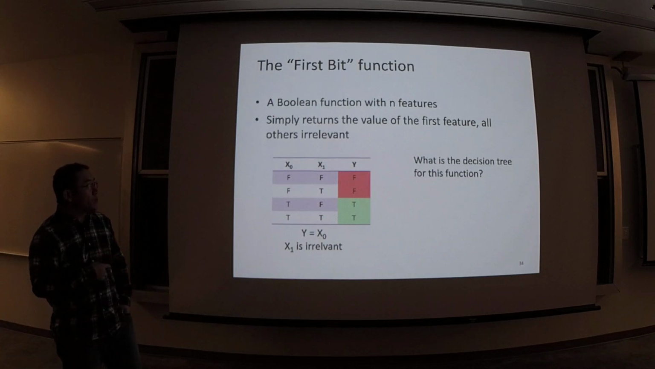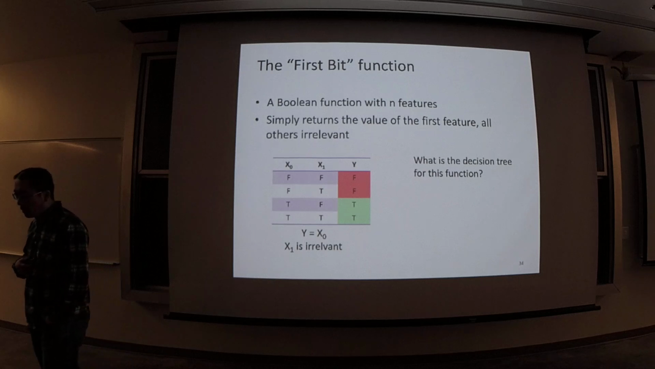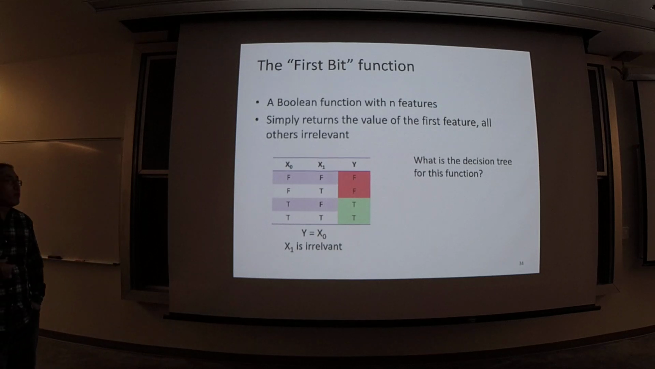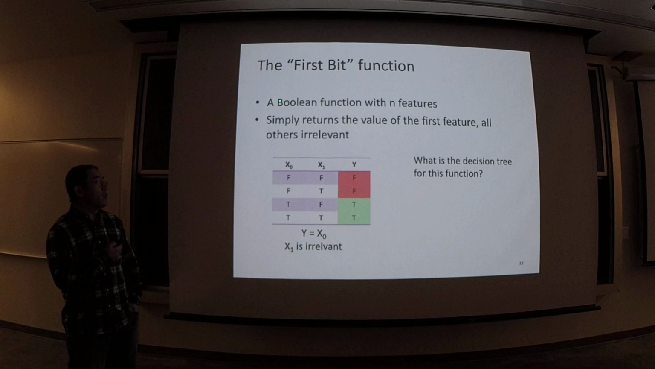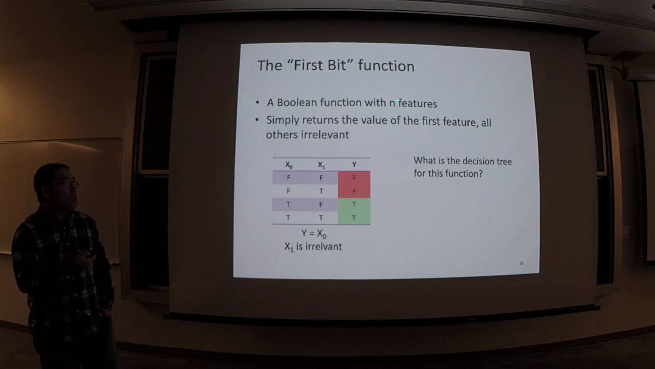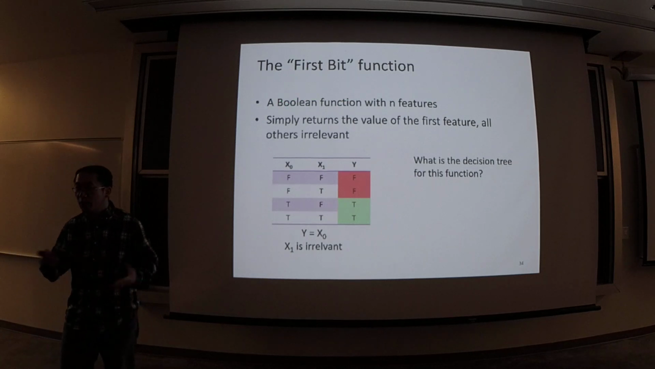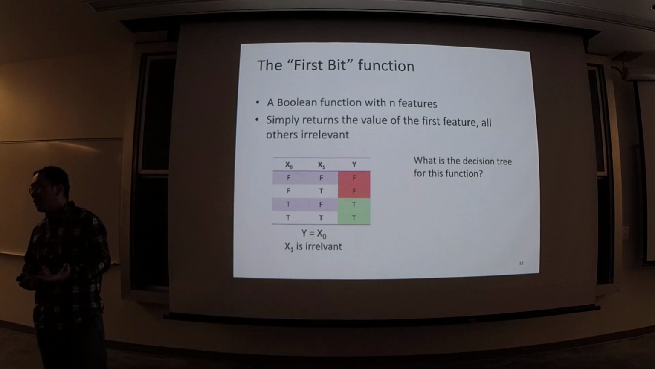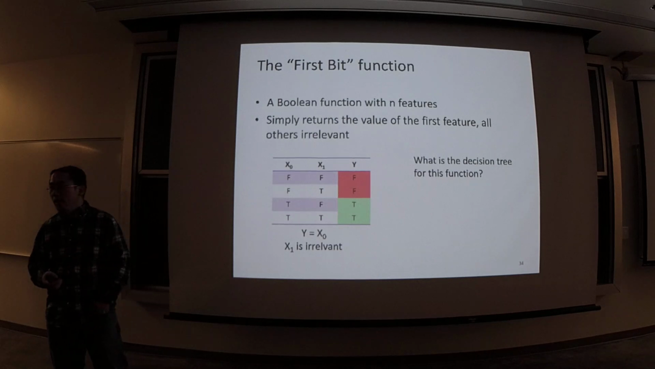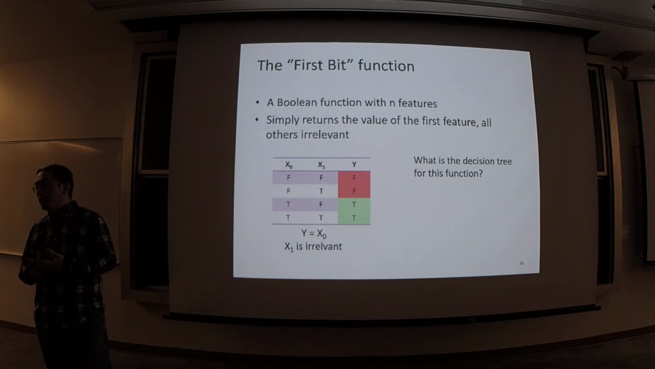Let us first look at a simple training task. Suppose our target function is a Boolean function with n features. What is a Boolean function? It means your inputs are binary features and your output is binary, either 0 or 1. So if I have n features, that means all those n features are binary.